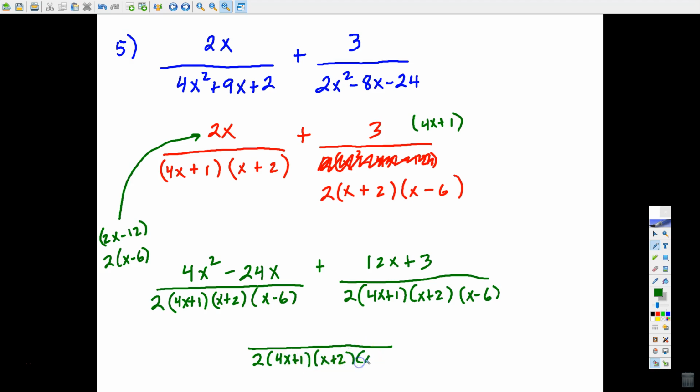It's 2x minus 6. And combine like terms when you can. There's only one quadratic term, 4x squared. Negative 24 plus 12 is negative 12x, and then we have the one constant, plus 3. And that is our answer. Since we can't factor any more to cancel factors within the denominator, that becomes our answer for number 5.